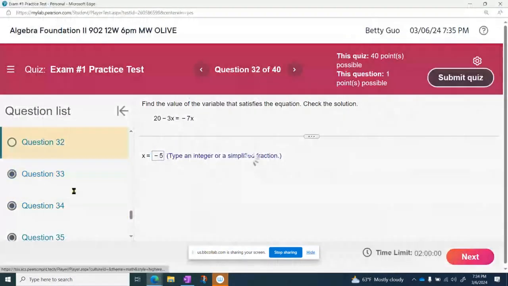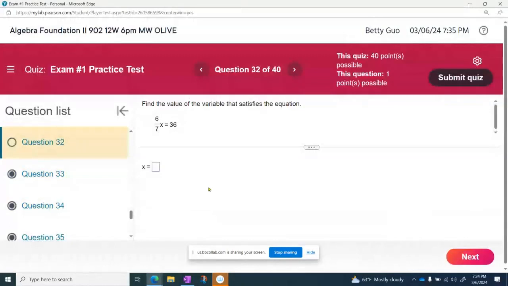Number 32. Try this one, guys. When the coefficient of a variable x is a fraction, like in this question, where the coefficient of x is 6/7, we multiply each side of the equation by the reciprocal of the coefficient. What's the reciprocal of 6/7? 7/6, right? Yeah, 7/6.